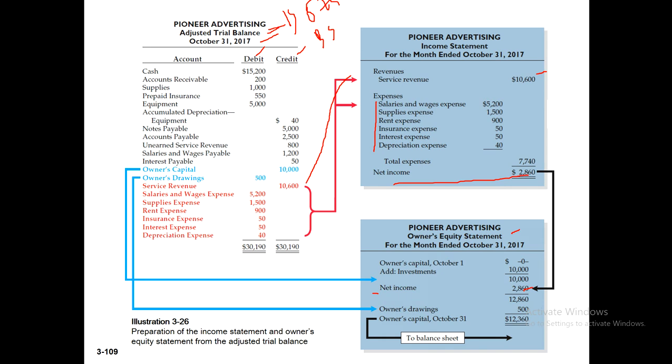You know that to prepare the owner's equity statement, we have two other items. We can get them from our adjusted trial balance. That means the owner's capital and drawings. This is the owner's capital, 10,000, and this is the net income. After addition, we get $12,860, and after subtracting the owner's drawings, we get this figure, and this figure goes to the balance sheet. We will use these figures on the liabilities and owner's equity side of the balance sheet. I think everybody is clear.